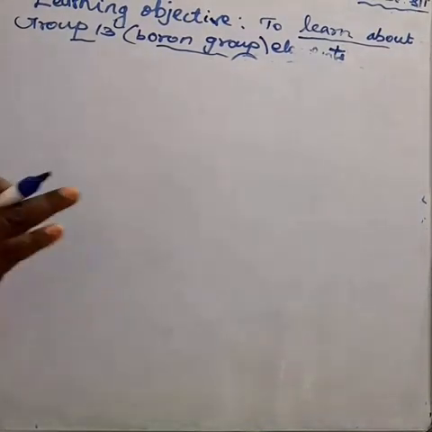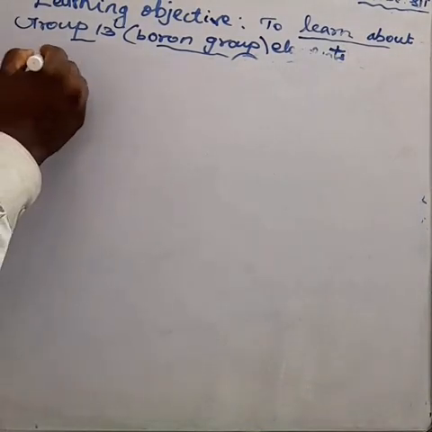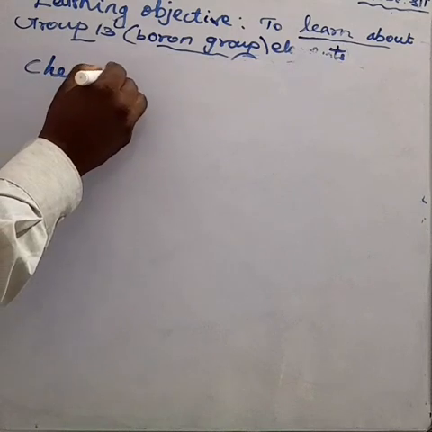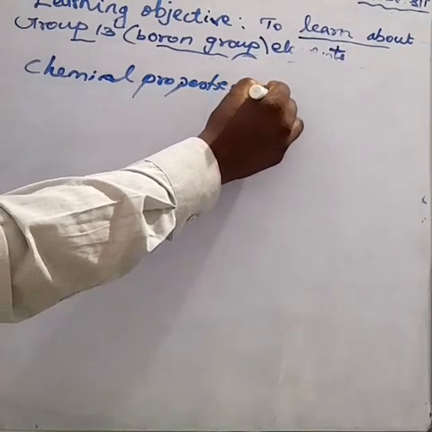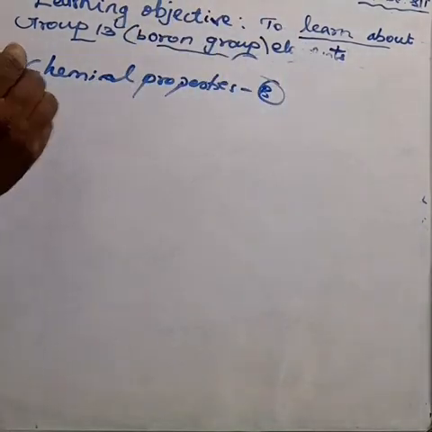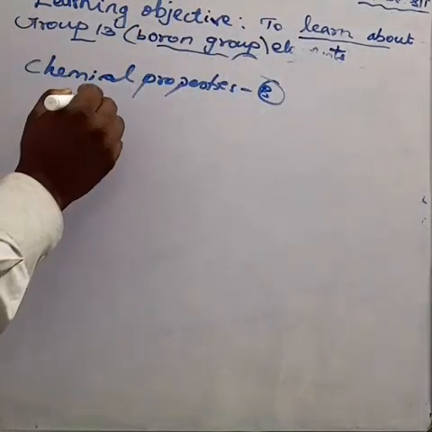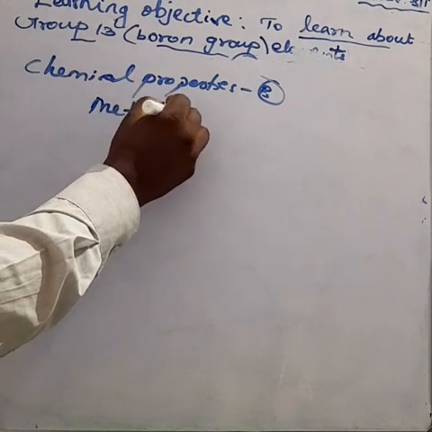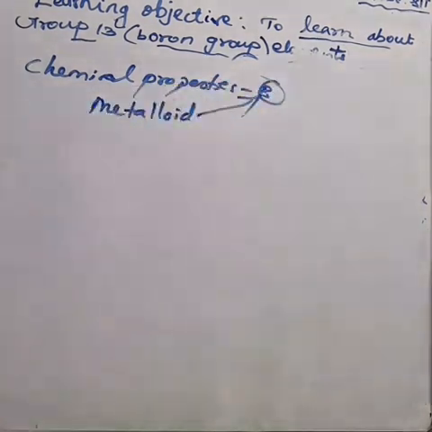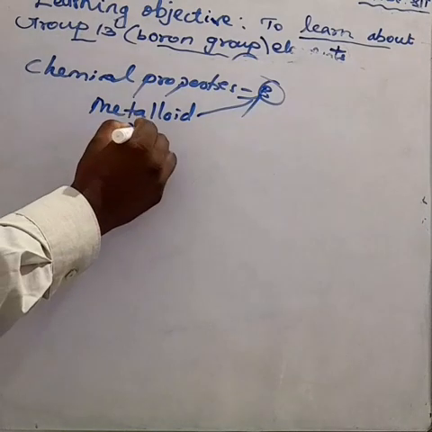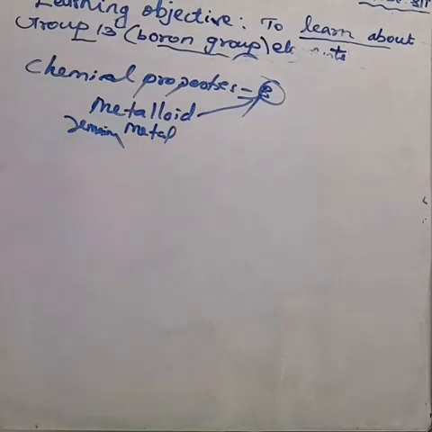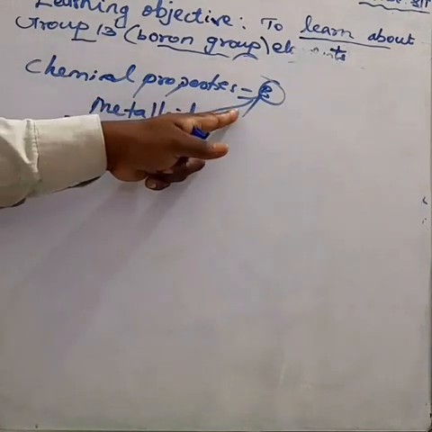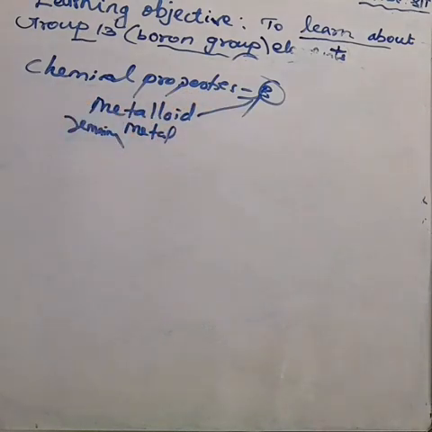Okay. Next, what are the chemical properties of boron? Chemical properties. Listen, all of you. In this group, only one element is a metalloid, that is only boron. The remaining, we know, are metals. Yes or no? In the periodic classification, the remaining are aluminium, gallium, indium, thallium. These are all metals except boron. Boron is the only metalloid in this group.